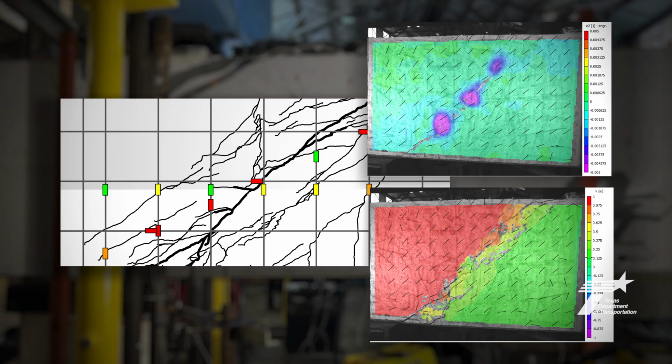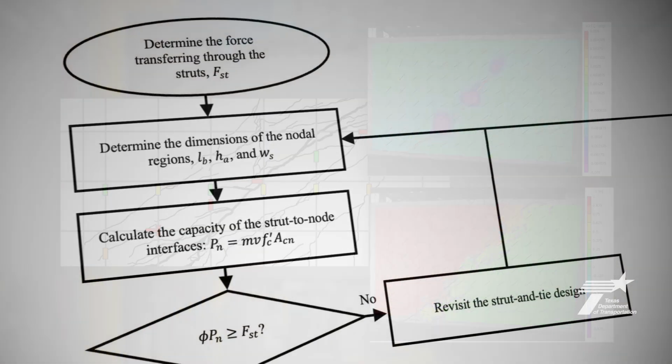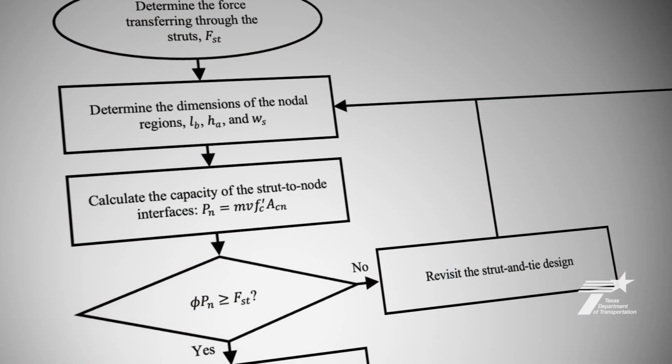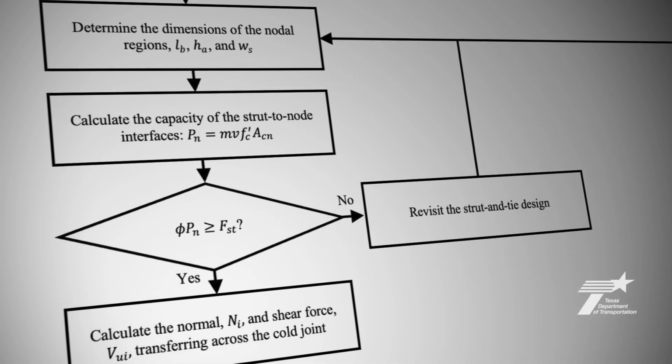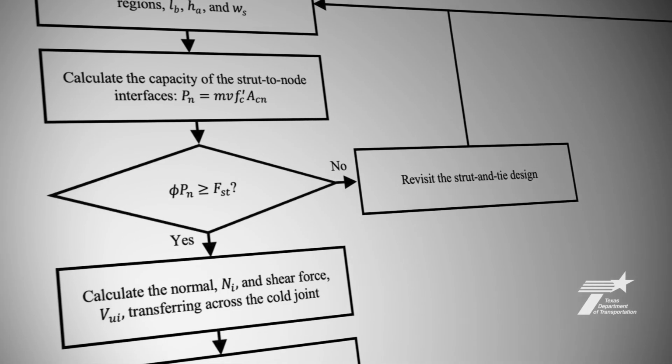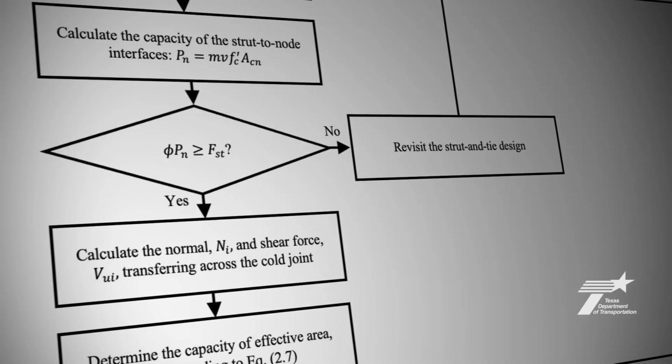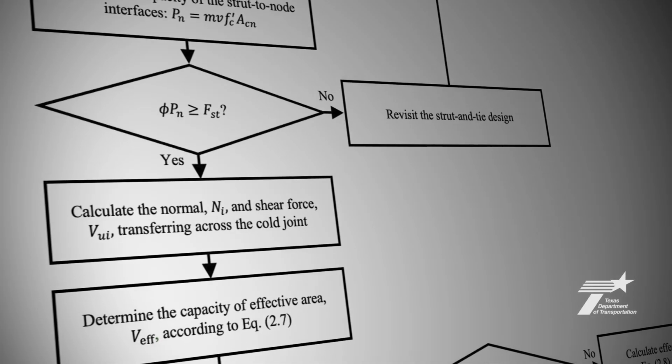TxDOT got a design example step by step. There's also a flow chart. So you can use different factors depending on if it's vertical or horizontal, or if you roughen the surface, or if you put reinforcing across the surface. So it's giving the engineer more information and more knowledge to use.